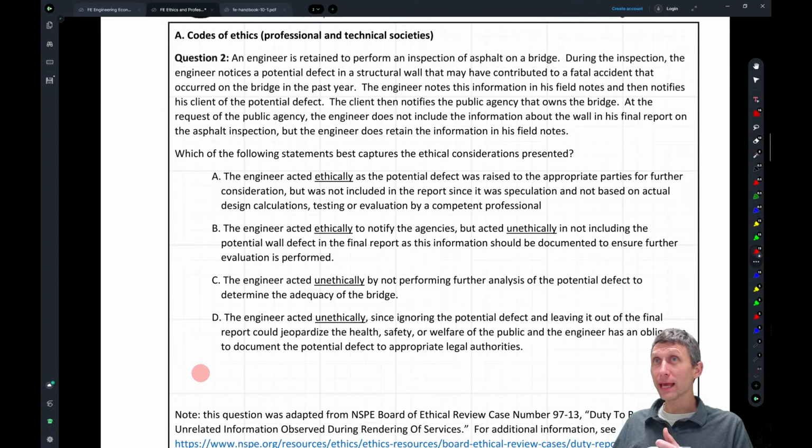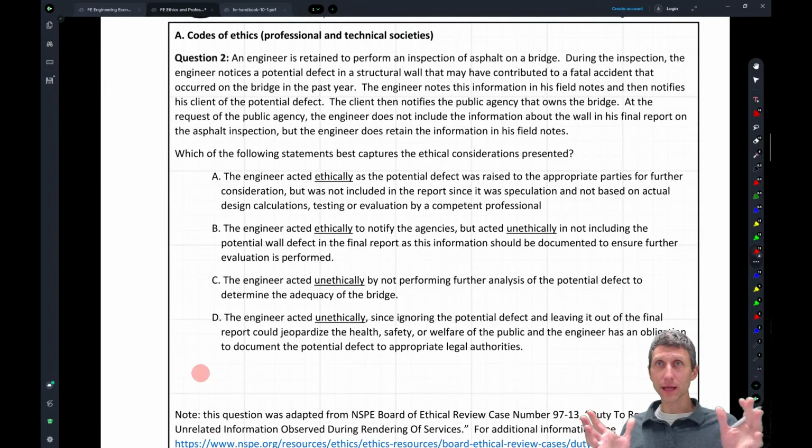During the inspection, the engineer notices a potential defect in a structural wall. So you've got a wall here along that side of the bridge, and basically, this may have contributed to a fatal accident that occurred previously. So in the past year, there was a fatal accident on the bridge, and this engineer notices something and says, hey, I'm doing an asphalt inspection. I'm qualified to do an asphalt inspection, but this thing looks a little weird. Man, I'm going to note it in my field book, and then notify the client.